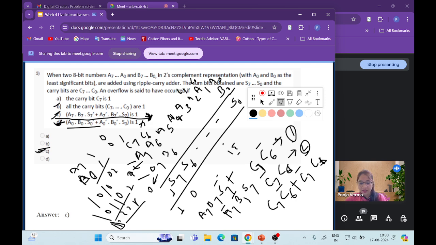Overflow is a condition that indicates the result is too large or too small to fit into the original data type. Let's say there is an 8-bit data type. If a carry is generated and it cannot be stored in the data type, in that case overflow occurs. That does not fit into the data type. This is the overflow.